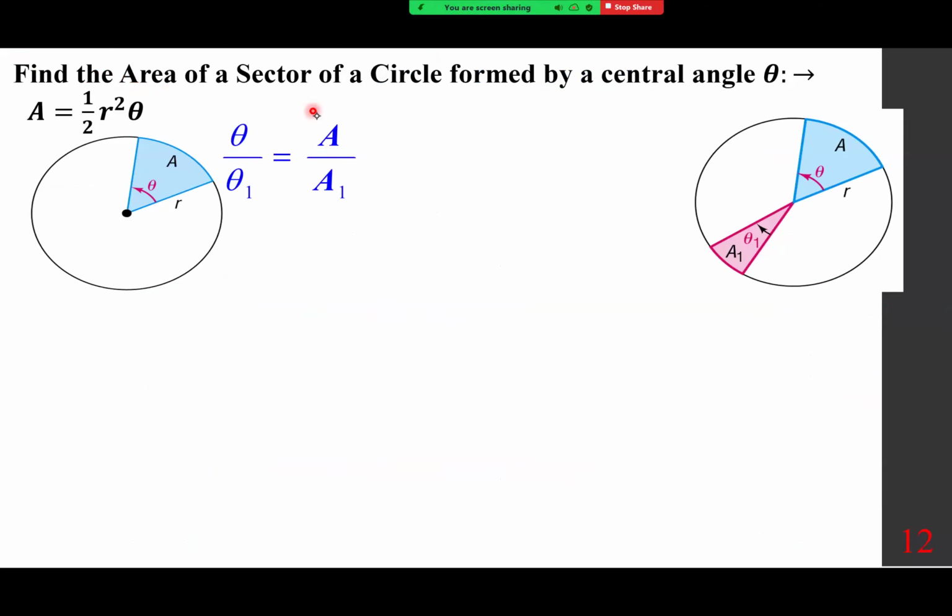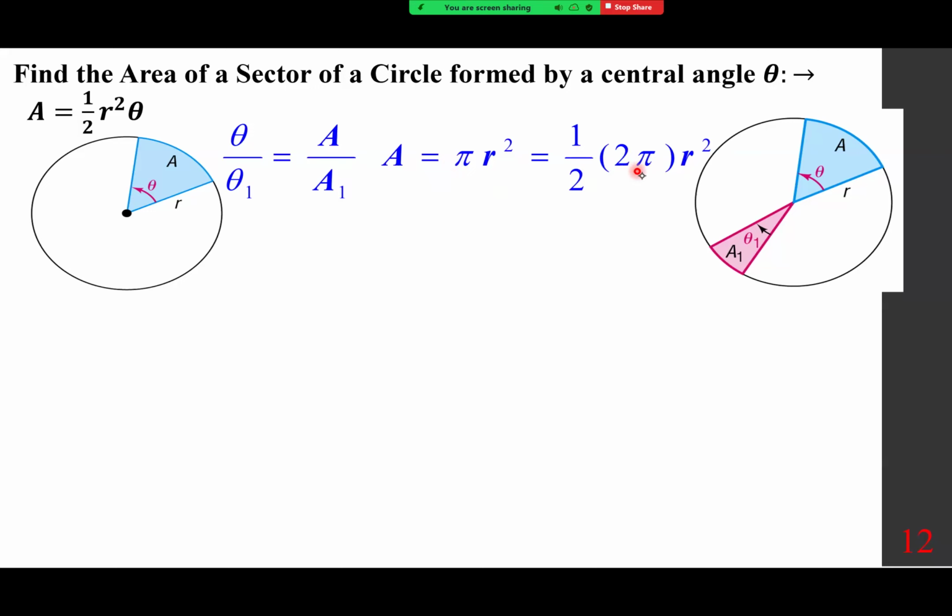Find the area of a sector of a circle formed by central angle theta. The formula is half of r squared theta. Here's the reason. The relationship between the two angles is the same as the relationship between the two areas. We know A equals pi r squared for a circle. So if we replace the pi in the following manner, 1/2 times 2 pi, this can be replaced by theta. So pi r squared, or half of 2 pi, this.